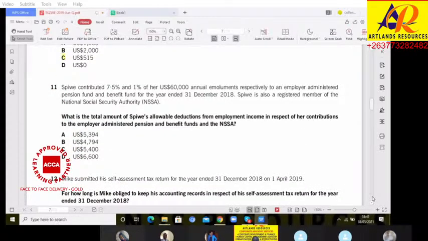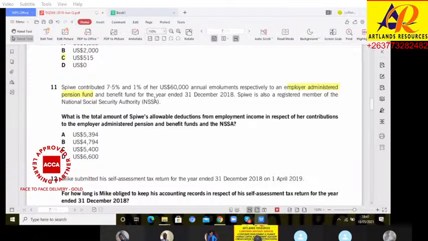Then Spiwe contributed 7.5% and 1% of his 60,000 annual emoluments, respectively, to an administered pension fund. Can our employer have what they call pension funds? Benefit fund is any other fund that is still statutory. So pension fund is statutory, but benefit fund normally it's not.